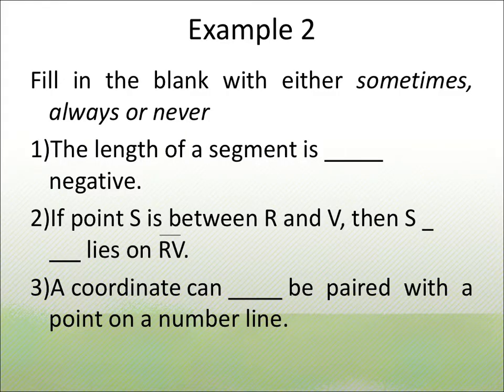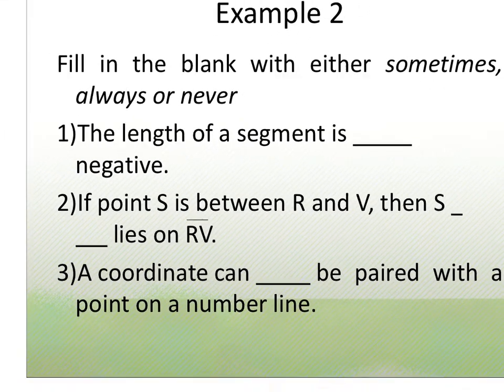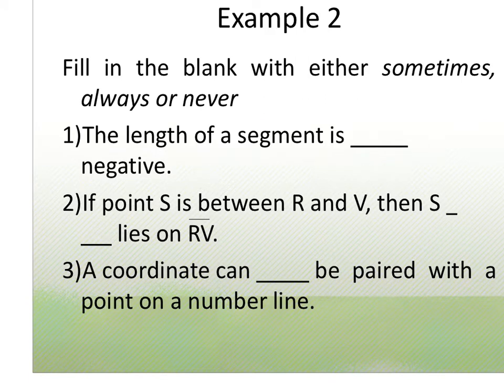All right, so let's play some always, sometimes, or never. This is kind of like true, false, but it's not like all the time. Some things can happen in certain situations. Sometimes will always happen. Sometimes things will never happen. So let's start off with: the length of a segment is always, sometimes, or never negative. Never. You can never have the length of something that is negative.